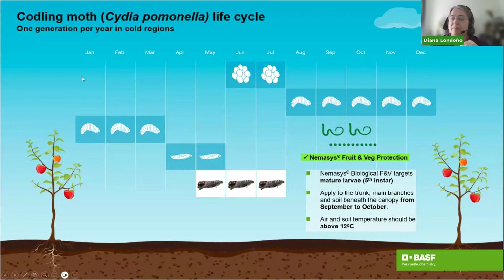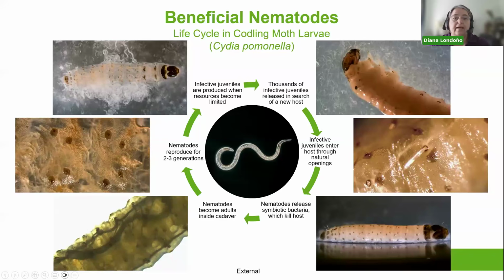Here, maybe it's going to be easy to see. You can see when they have the different larvae and when you apply the nematodes. You can see here that between August and December you can apply the nematodes. Here in the US, we apply from August to October, for example, when the overwintering larvae are there and the temperature of the soil is very good for the nematodes.